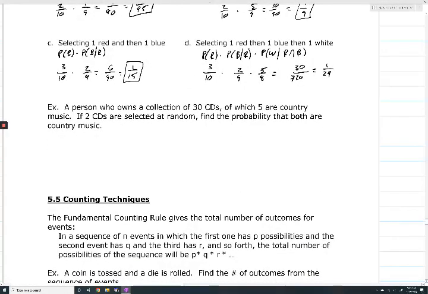All right, last part of 5.4. A person owns a collection of 30 CDs, of which 5 are country music. If 2 CDs are selected at random, find the probability that both are country music. So, going into this, setting it up kind of the same way, what's the probability that the first CD that the person selects is a country music CD? Well, there's 5 country CDs out of the 30. If he takes one, what's the probability the second one is also? Well, now there's only 4, and there's only 29 CDs total. So same concept as before, just different wording.